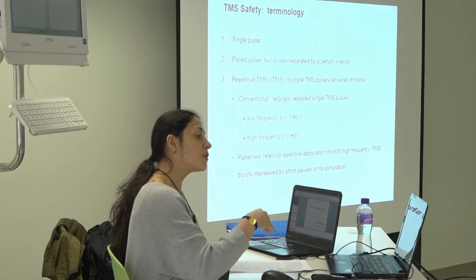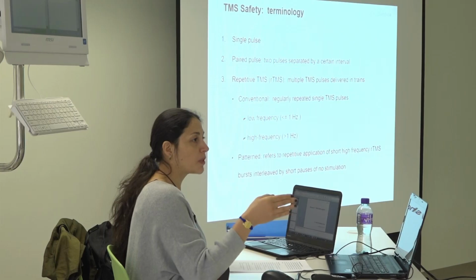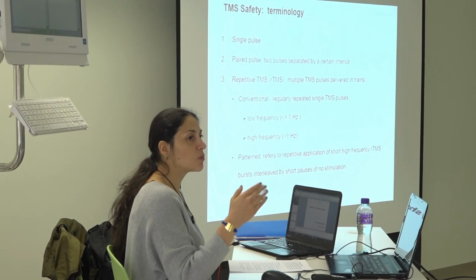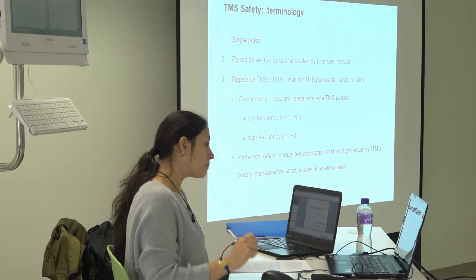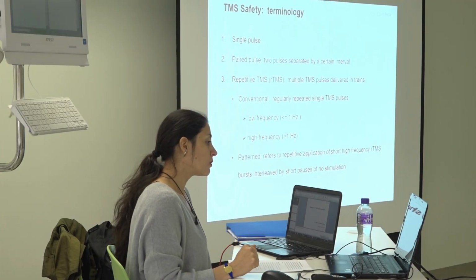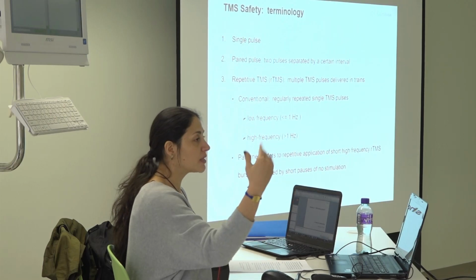So we have the low frequency paradigms. Low frequency is for all the pulses that are delivered at 1 hertz or less than 1 hertz. So 1 hertz is 1 pulse per second. Everything that is sent at 1 pulse per second or less is low frequency, right? Then we also have the high frequency, that is greater than 1 hertz.